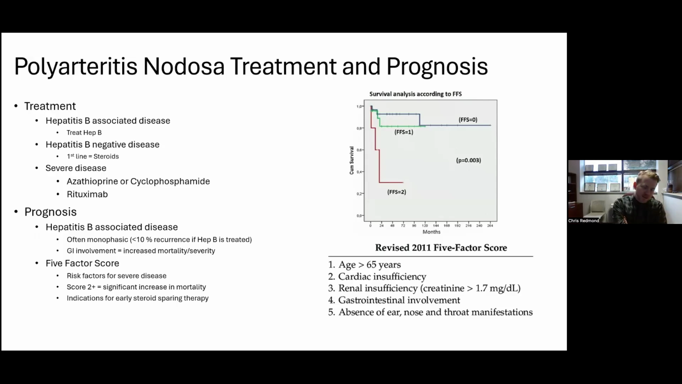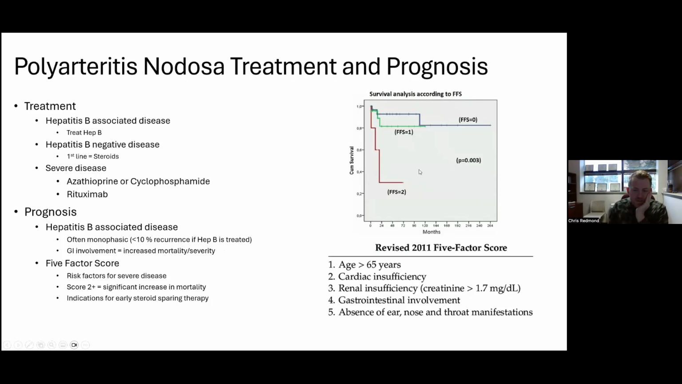Cryoglobulinemic vasculitis, hepatitis C, PAN, hepatitis B. You treat the hepatitis B, usually improves. Doesn't usually come back. It's usually monophasic. Hepatitis B negative, again, first-line steroids, and then if it's severe disease, azathioprine, cyclophosphamide, rituximab. Again, prognosis for, if GI is involved, you have a higher mortality and hep B infection associated PAN, but otherwise, usually if you treat the hepatitis B, it usually improves.